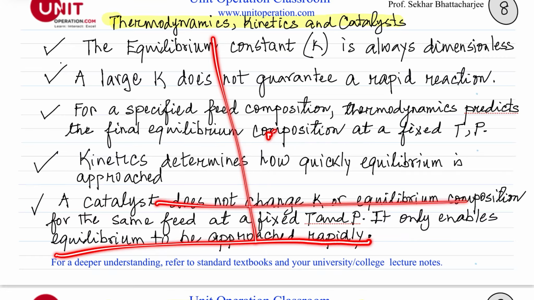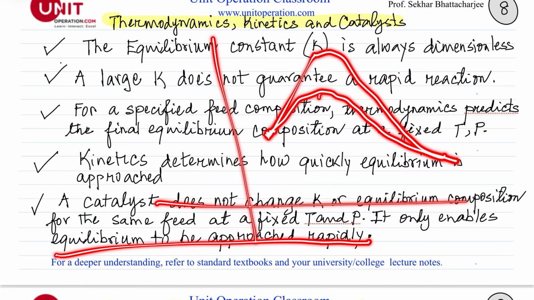If we remember here, the reaction goes through some activated state. If you use a catalyst, the activation energy is lowered, but the final equilibrium composition does not change.